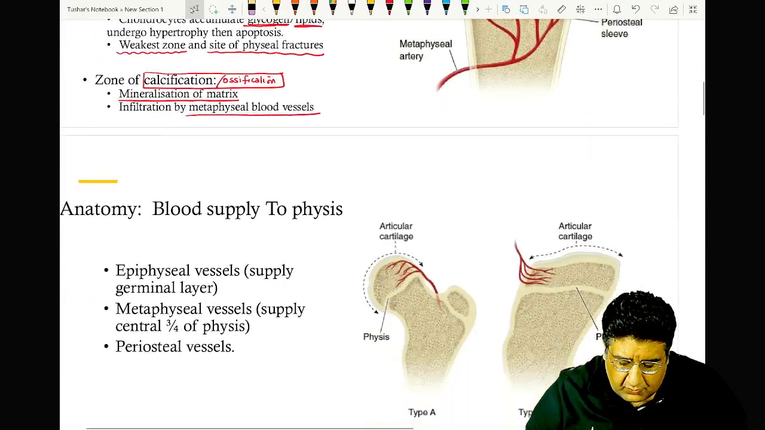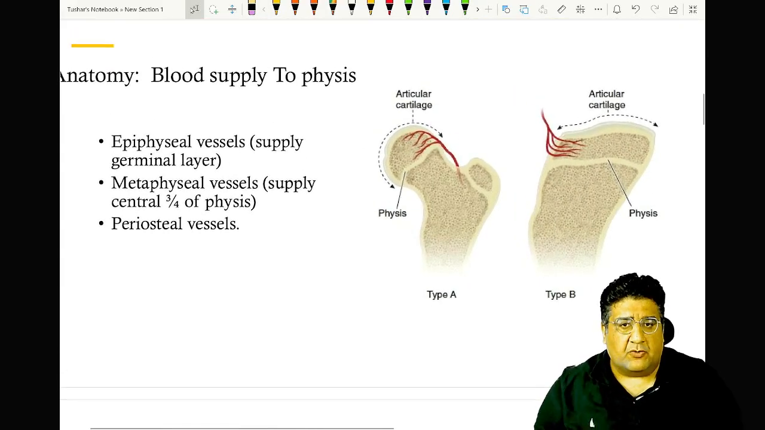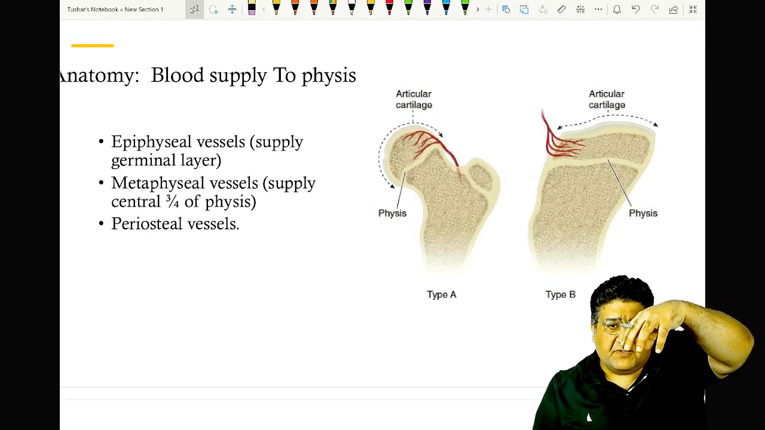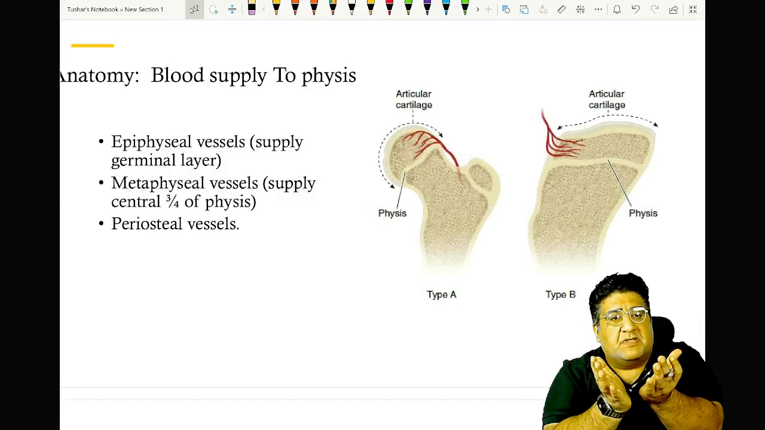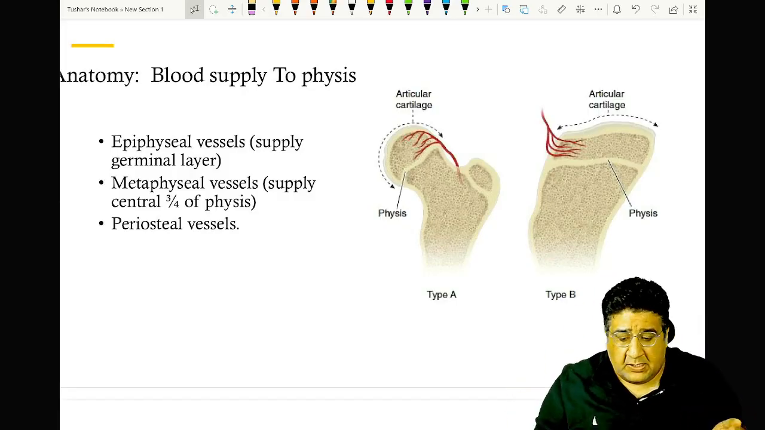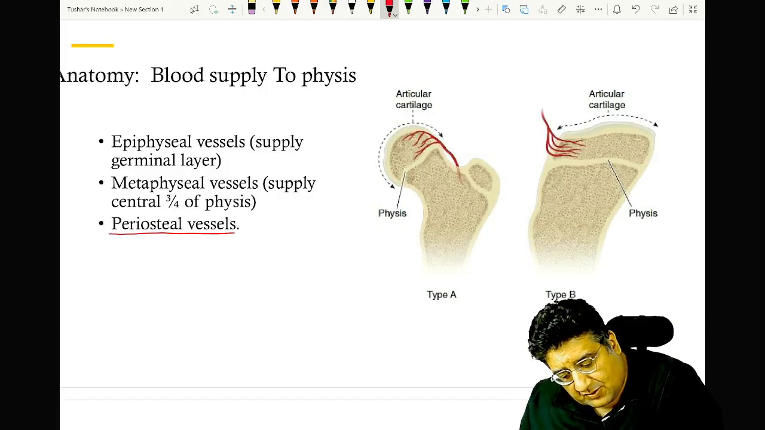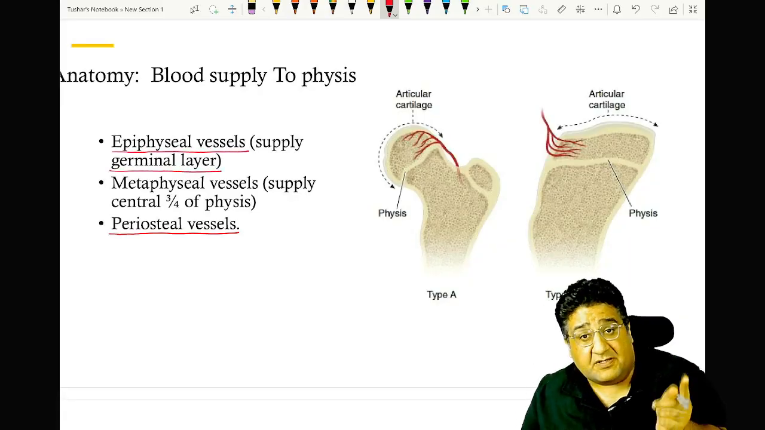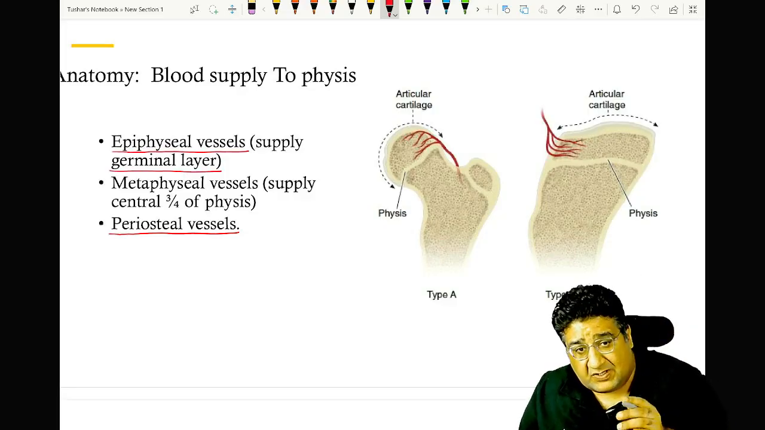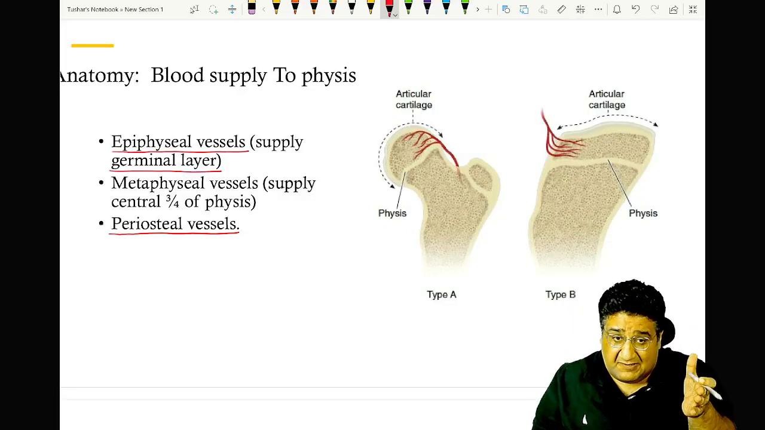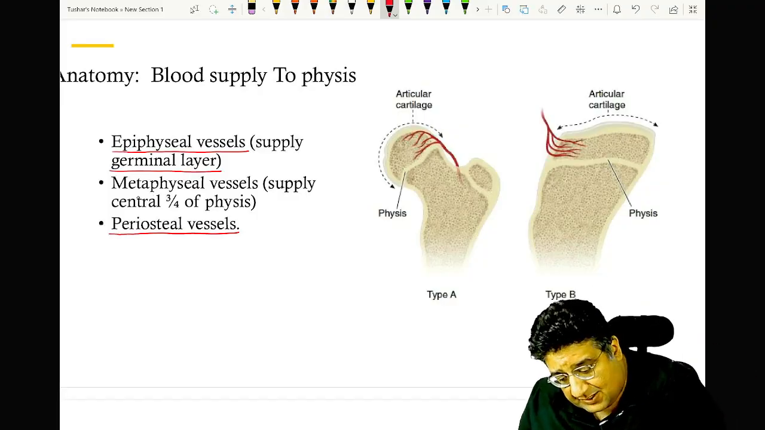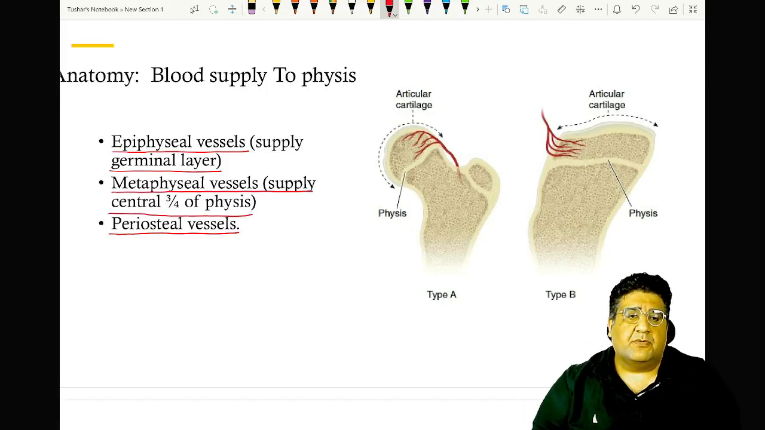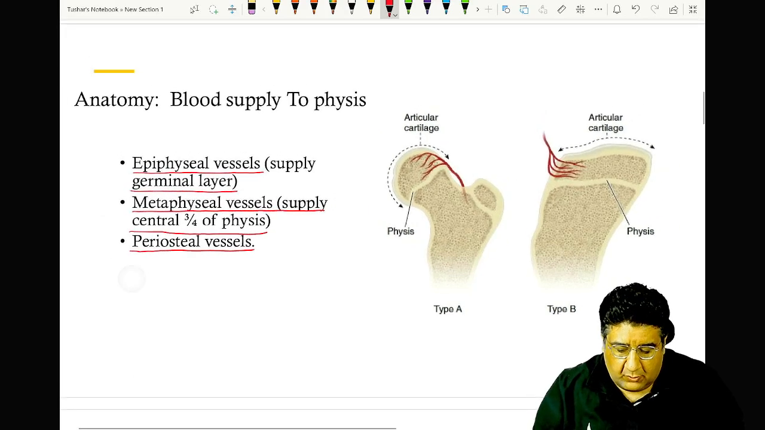Now, if you really want to understand the blood supply to the growth plate, since we are talking about anatomy, you need to understand we have vessels coming from the epiphysis, vessels coming from the metaphysis, and periosteal vessels. It is simple: one from above, one from below, one from the right and left. The ones from the sides, from the adjacent vessels, are called periosteal vessels. From the top, the epiphyseal vessel supplies basically the first layer, the germinal layer. The metaphyseal vessels, I hope you remember, metaphyseal vessel infiltration, zone of calcification, ossification, actually supply the central 75% of the growth plate, and that is the most important part of the blood supply, coming from the metaphysis. I hope anatomy is clear.